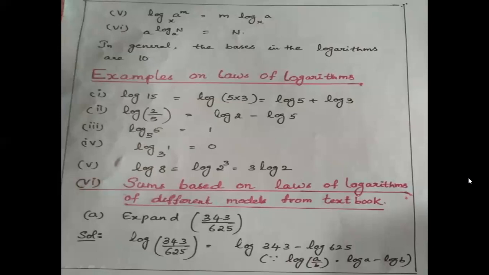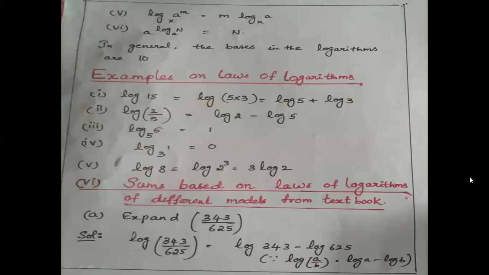Next, log 8. How is this to be expanded? We can write 8 as 2 cube. Now, this is in the fifth law of logarithm, that is log a power m to the base x, which is equal to m log a. So, the expansion of log 2 cube is 3 log 2. Now, sums based on laws of logarithms of different models from your textbook.